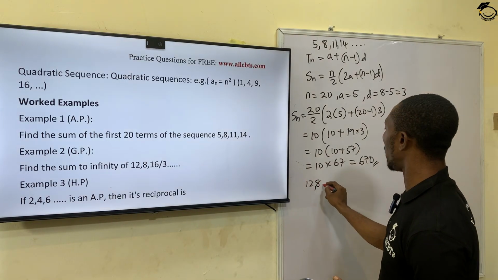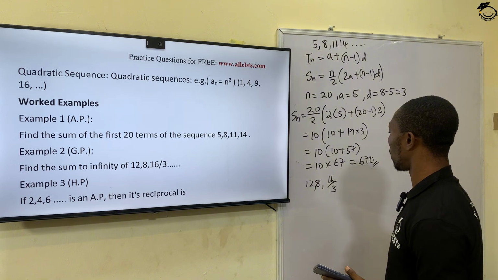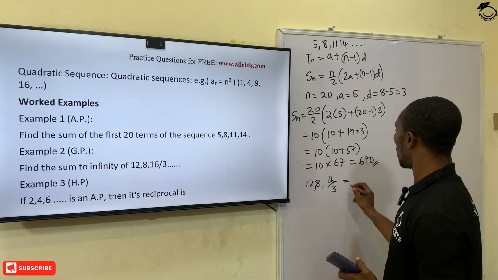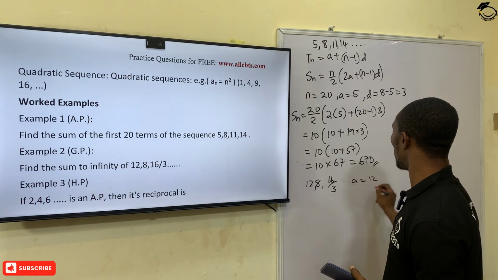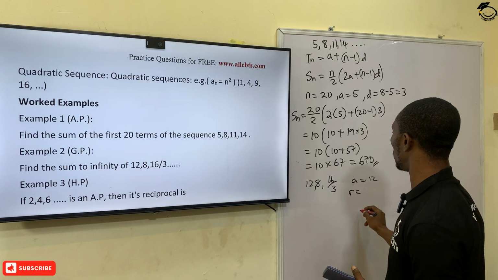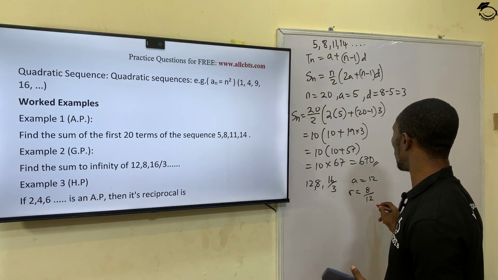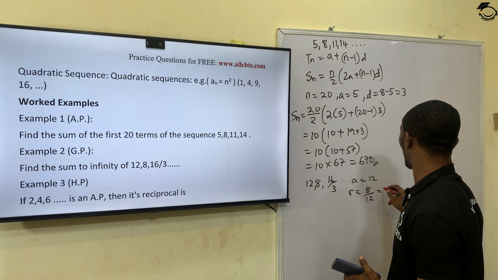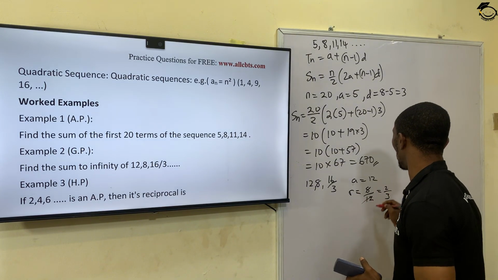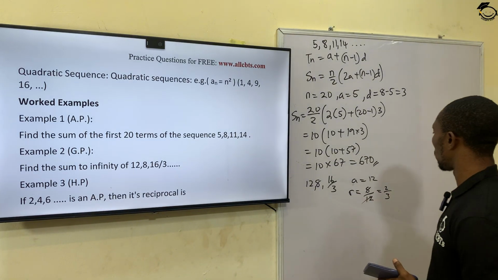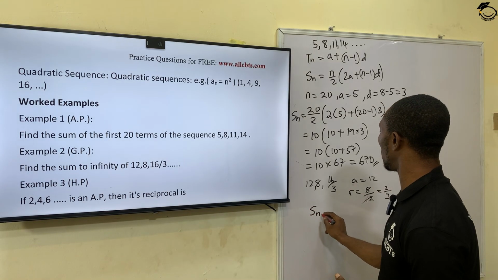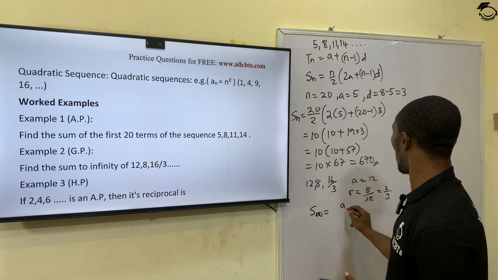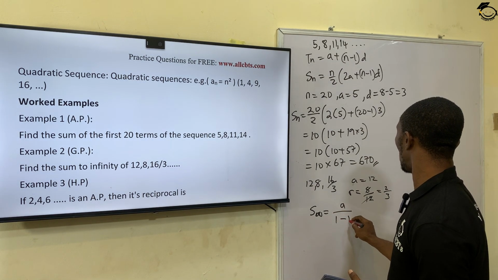All right, now the next question on GP says find the sum to infinity of 12, 8, and 16 over 3. Our first term, A, is 12, and our common ratio will be 8 divided by 12, which gives us 4 over 6, 2 over 3. And we know that our sum to infinity is A over 1 minus R.